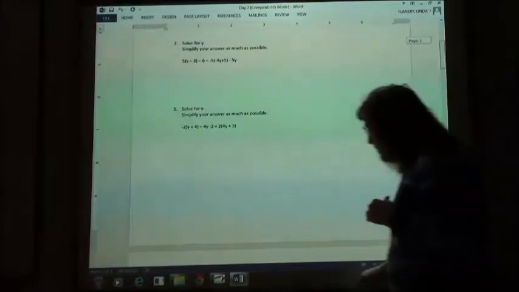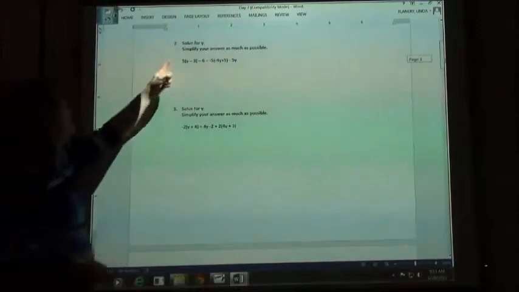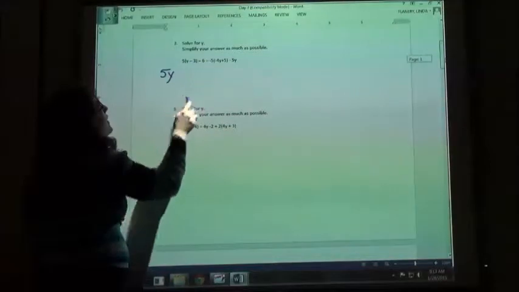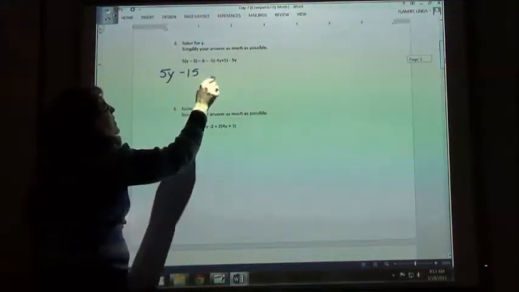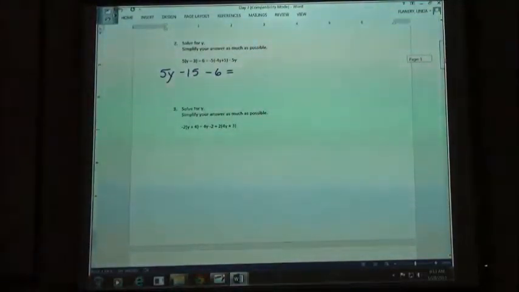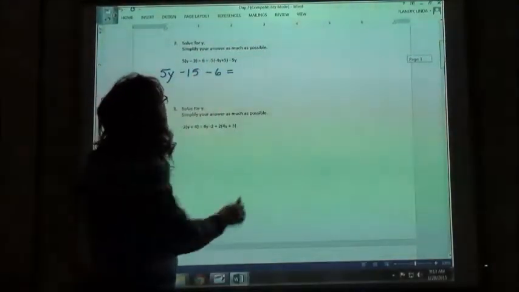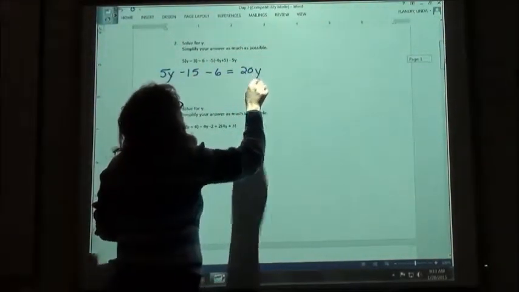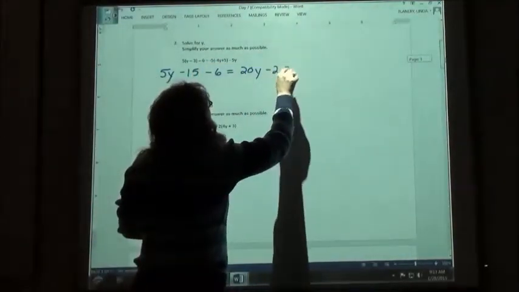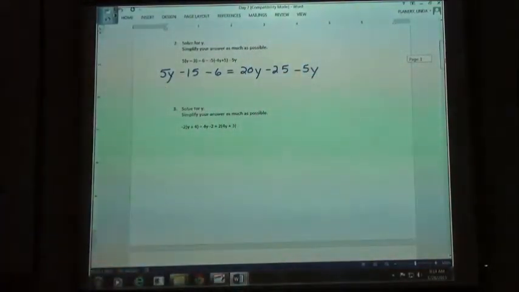So second one there wants us to solve for y again. First thing we're going to do is get rid of the parentheses. 5 times y would be 5y. 5 times a minus 3 is minus 15. We're going to bring down that minus 6 that's not in the parentheses. So 5y minus 15 minus 6 equals the other side. Negative 5 times a negative 4y would be positive 20y. Negative 5 times a positive 5 is going to be a negative 25, and we're going to bring down the minus 5y that's not in the parentheses.